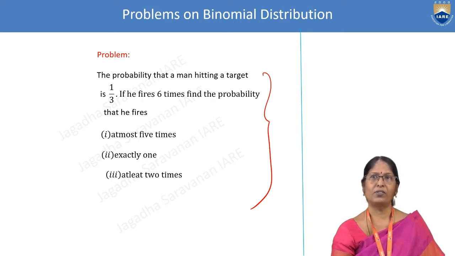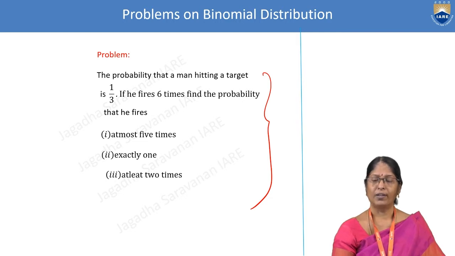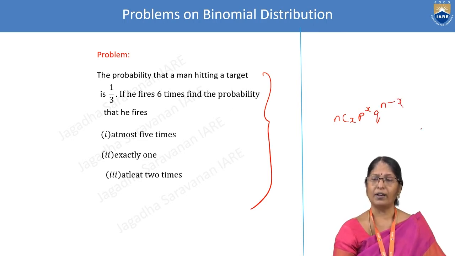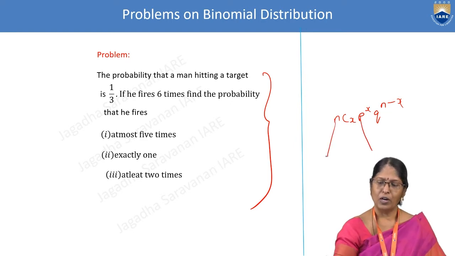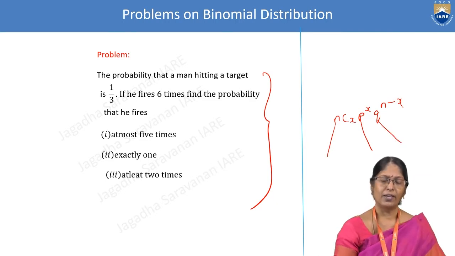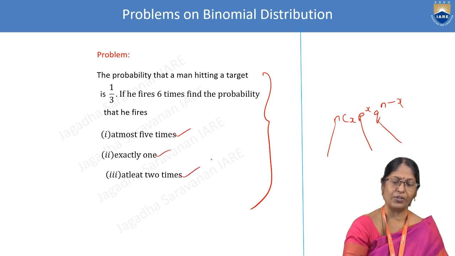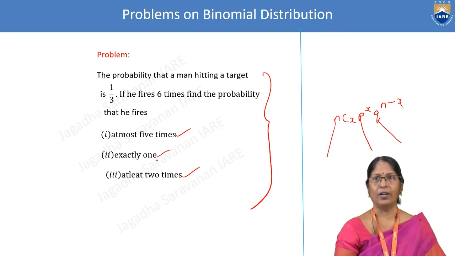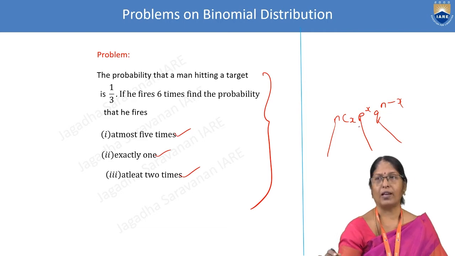Now, for the binomial distribution, we know the formula: nCx p^x q^(n-x). To substitute here, first we want P, N, and Q, and X. What about X? X is what they are specifically asking in the question: at most 5 times, exactly 1, at least 2 times. That is, X is ready. Then what about N, P and Q?